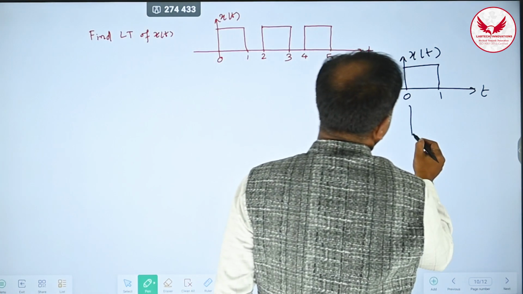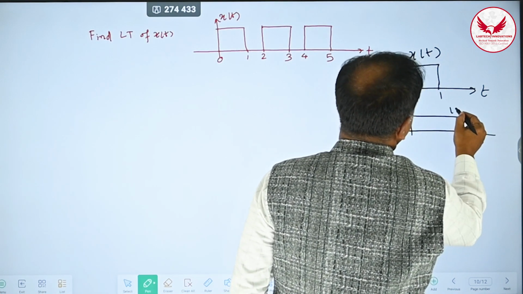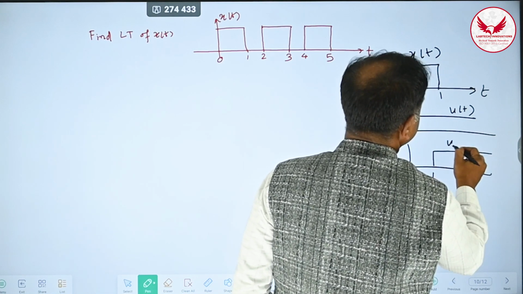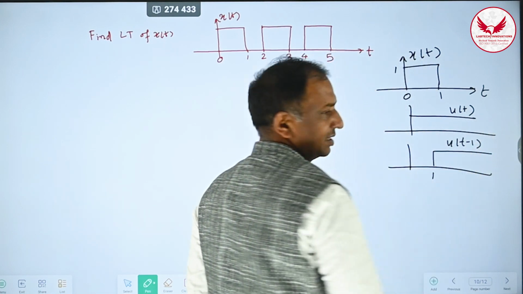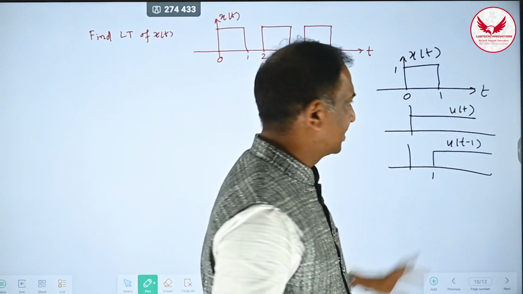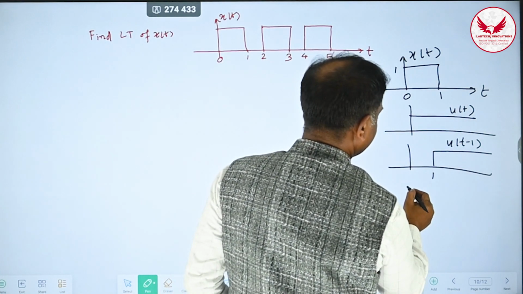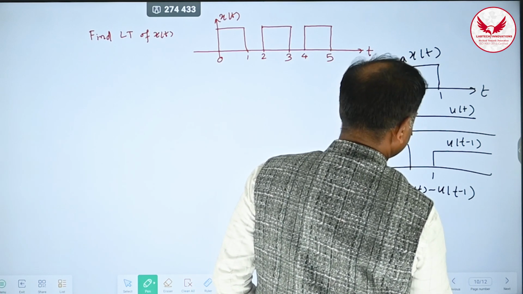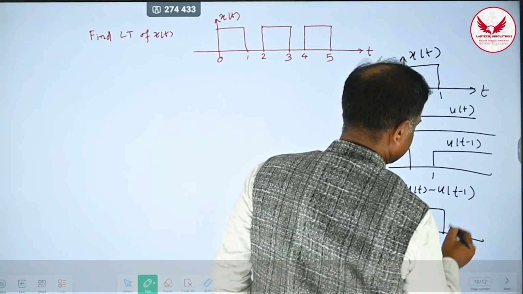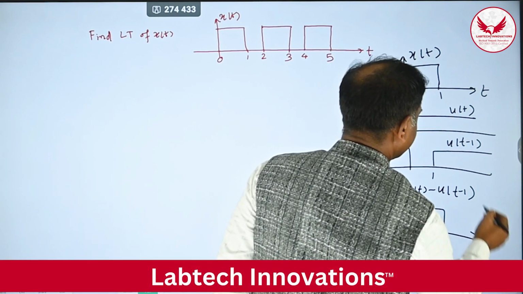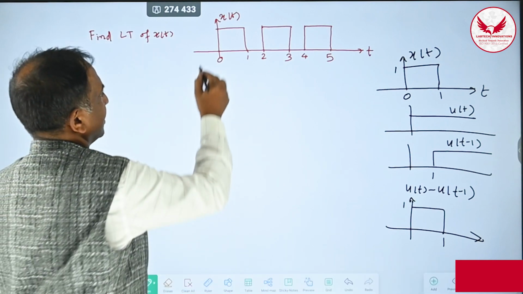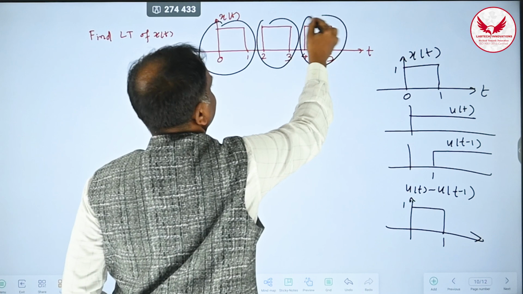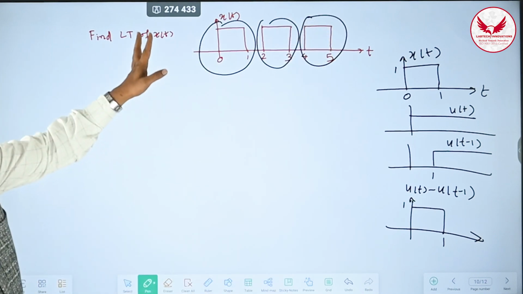If you see, we have already studied this. This is u of t, and another signal, the delayed signal by 1, is u of t minus 1. When I subtract u of t minus 1 from u of t, I will get this signal: u of t minus u of t minus 1. So this signal will look like this, this is 1, this is 1. So accordingly, for every part of this signal, you write its mathematical equation.